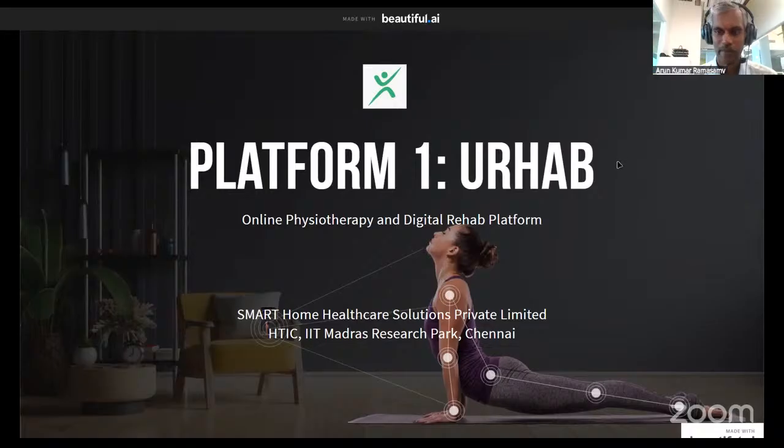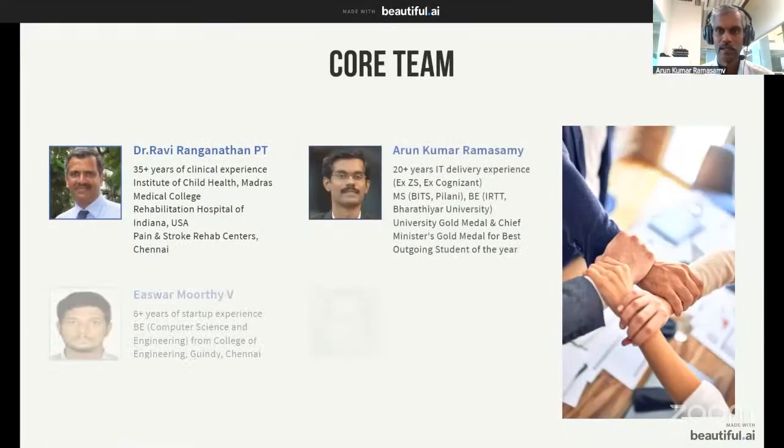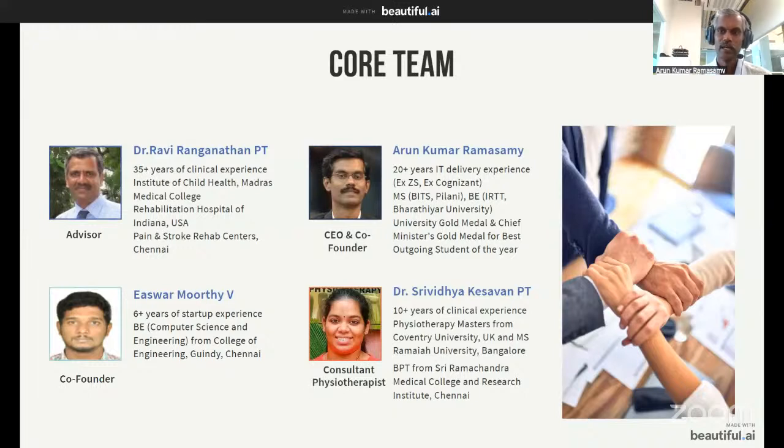Like I was introduced earlier, I represent Smart Home Healthcare Solutions Private Limited, and we are based at HTIC in IIT Madras Research Park here in Chennai, and we are collaborating with IKP Knowledge Park in building this platform. I'll start with the core team. We are a team of both engineers as well as physiotherapists. Dr. Ravi Ranganathan is a physiotherapist with more than 35 years of experience, and he's an advisor or a mentor, so to say. And I am Arun Kumar Ramaswamy.